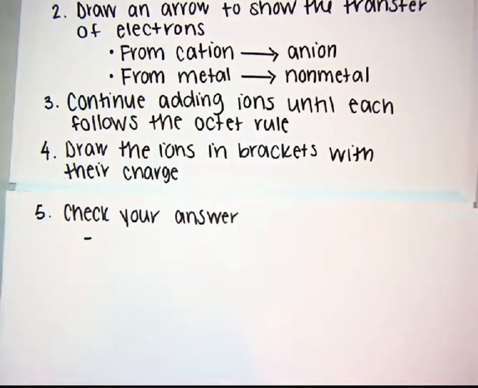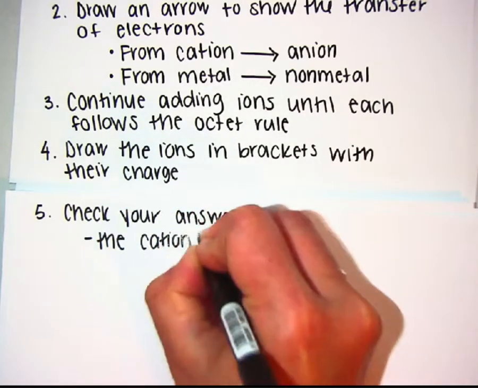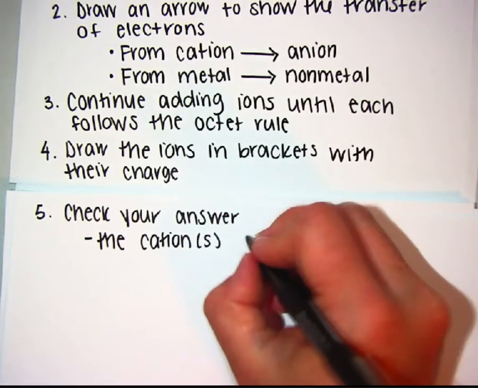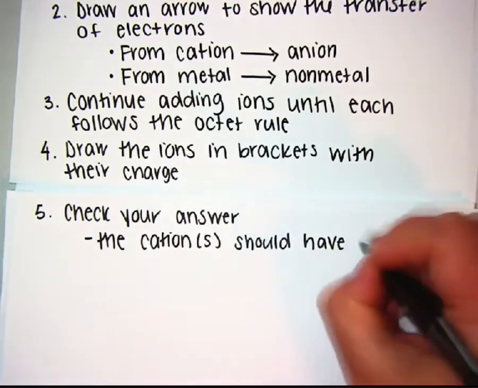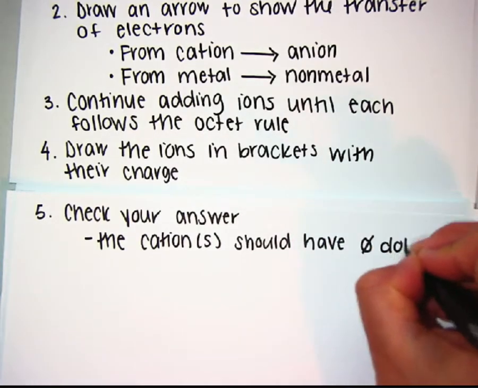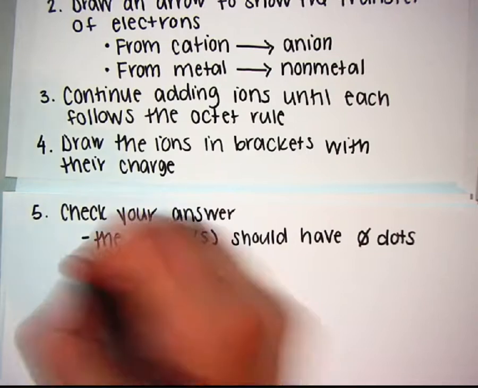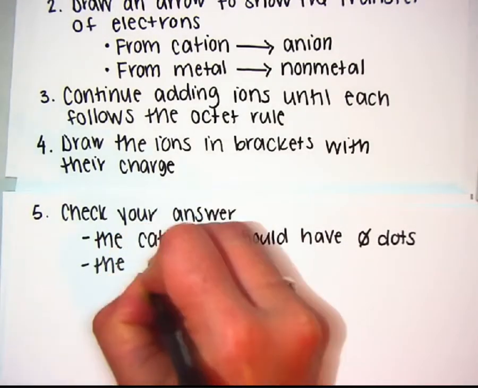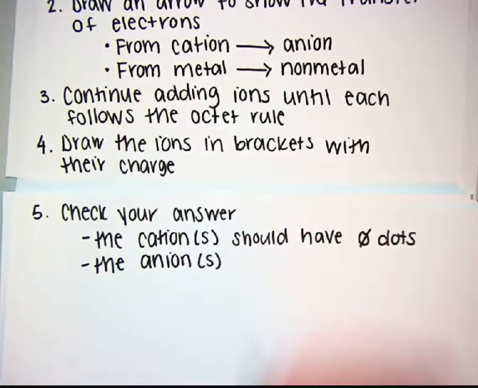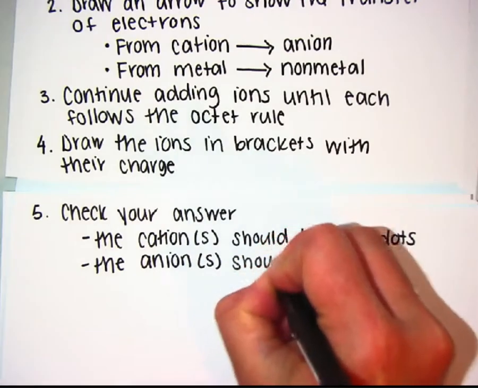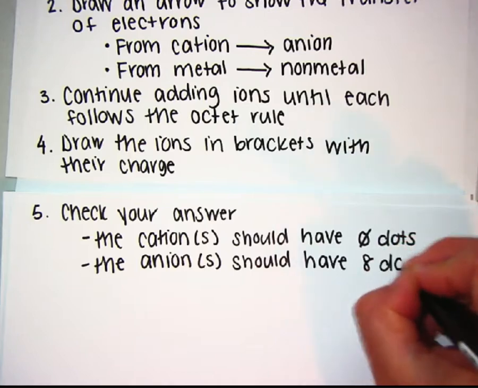In your final answer, the cation or cations should have 0 dots because cations are losing their valence electrons. The anion or anions should have 8 dots.